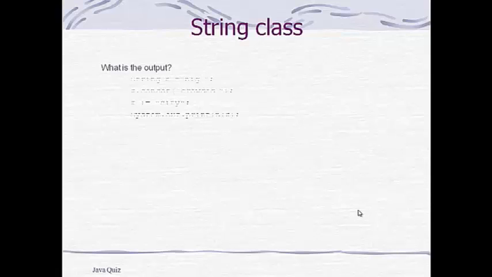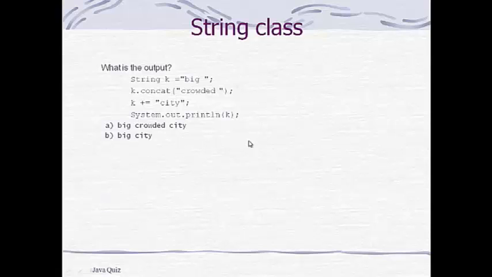String class. We have a string k, big space, then we'll say k.concat crowded. It's a method available in string. Then after this again k plus equal to city, so we expect big crowded city here. So is it big crowded city, or it is big city, or big crowded, or compiler error?